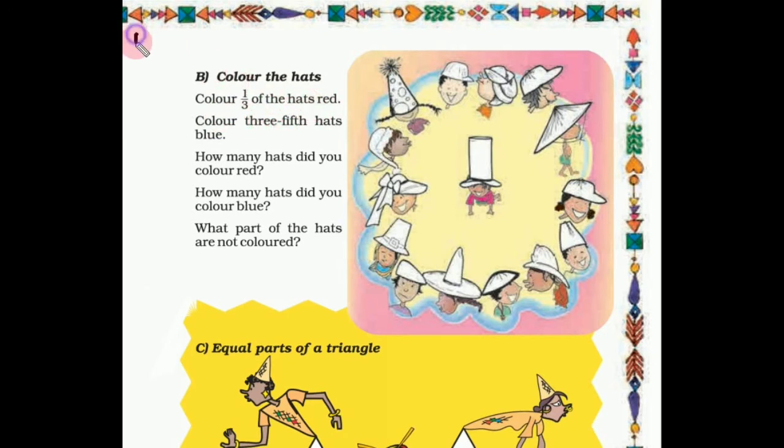So 1/3 into 15, because the total number of heads is 15. So 15 ones are 15 divided by 3. So 3 5s are 15. So 5 heads red.